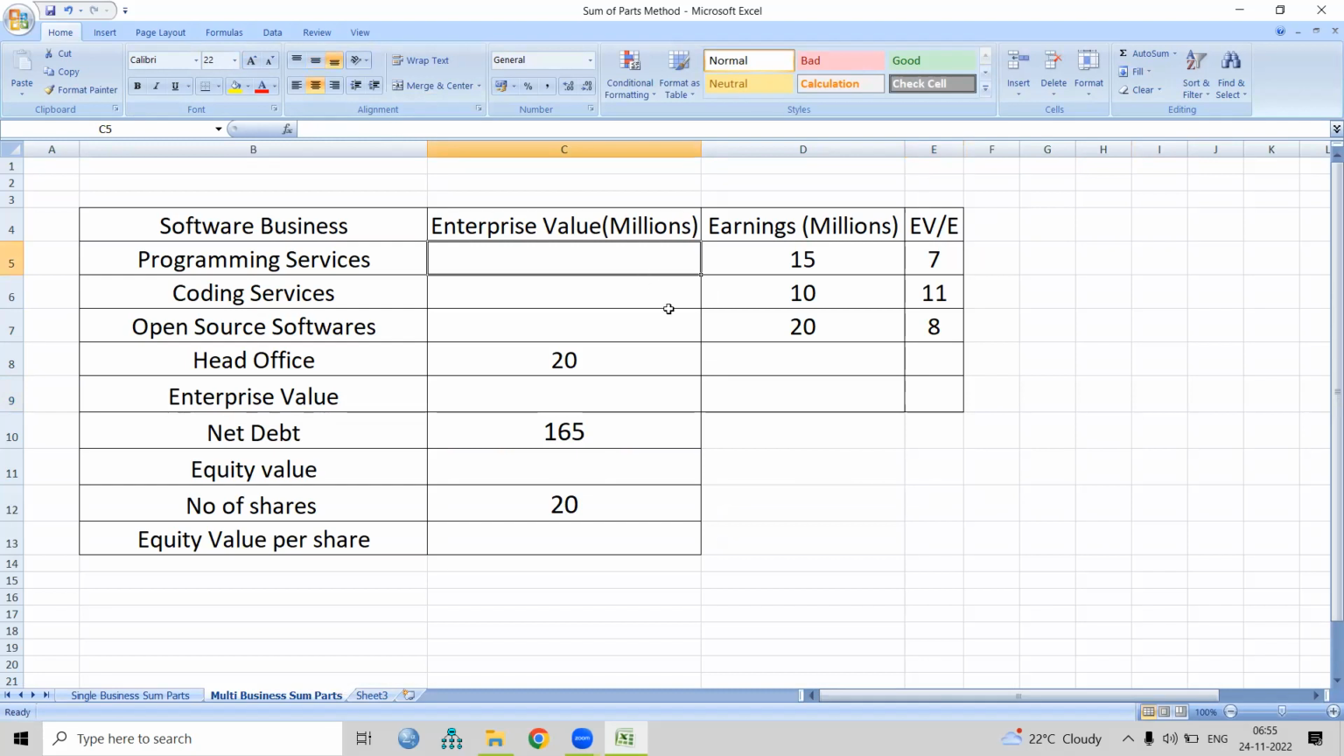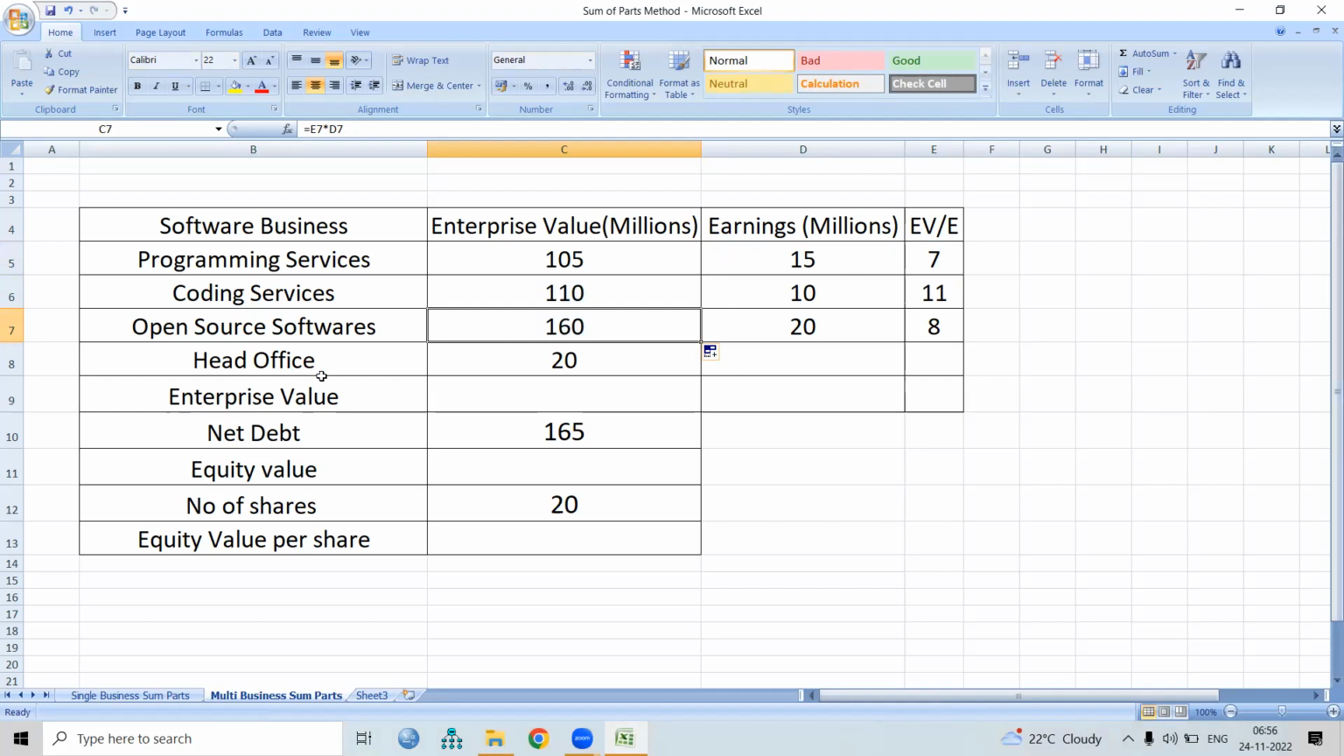So let's find out the enterprise value this way. That is 7 times of the earnings is the enterprise value for programming services. Then what is the equation? We say 7 multiplied by 50. The simple formula is 7 multiplied by 50: E5, that is EV divided by E, and then D5, that is basically earnings. So we got the enterprise value here. Let's come to the right hand side corner, and then we drag to the remaining operations: 10, 110, 160, and so on.